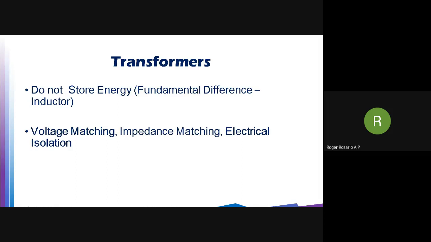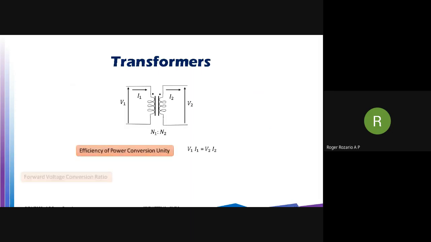Transformers are used for voltage matching, and they are also used for electrical isolation. So these are the two applications of transformers with respect to DC to DC converters. They are also used for impedance matching or maximum power flow, but that is in power systems. As far as switched mode power conversion circuits, especially DC to DC converters, transformers were used for voltage matching and electrical isolation.